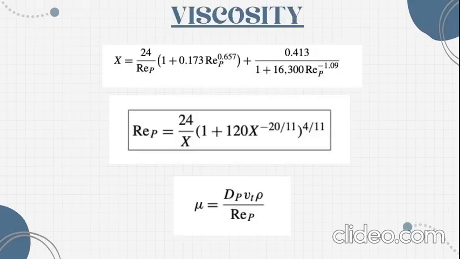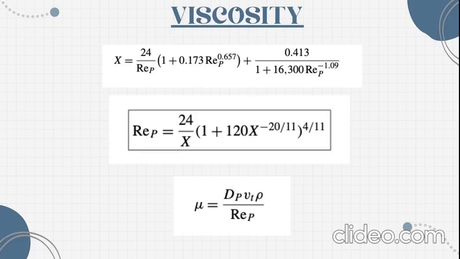Now we will calculate viscosity if the diameter of the particle and terminal velocity are given to us. So we divide our original equation by the square of the Reynolds number and we get a value x. Now on substituting x into the formula, we get a Reynolds number.